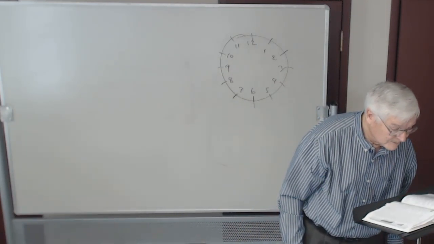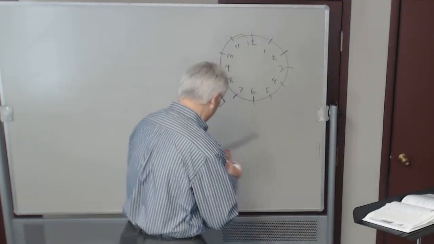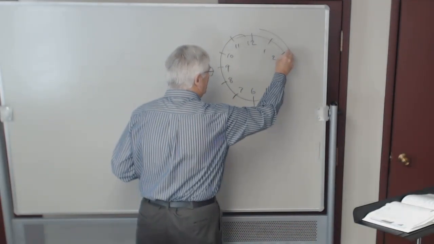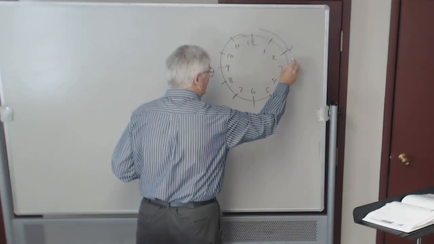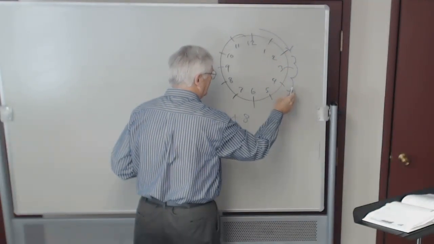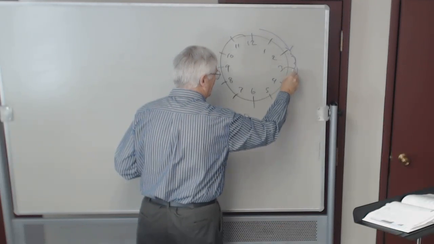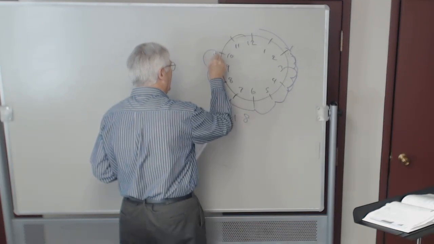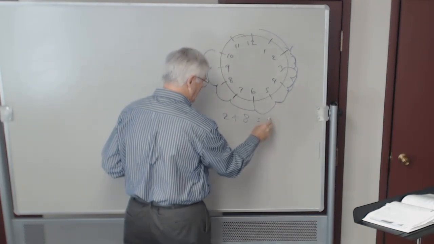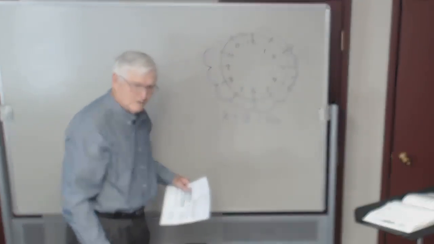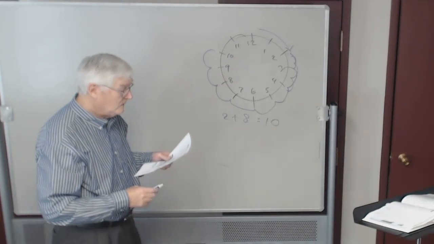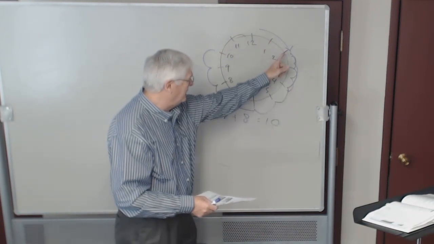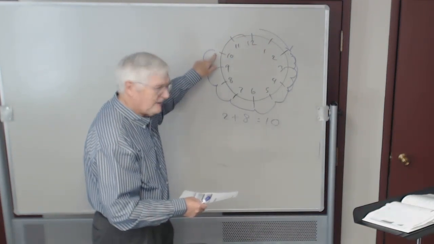It says 2 plus 8. So that means I go to 2, okay? And then I go 1, 2, 3, 4, 5, 6, 7, 8. And where do I end up? So you start with this number and then you go over here. I went to 2 and then went 8 more jumps and ended up at 10.